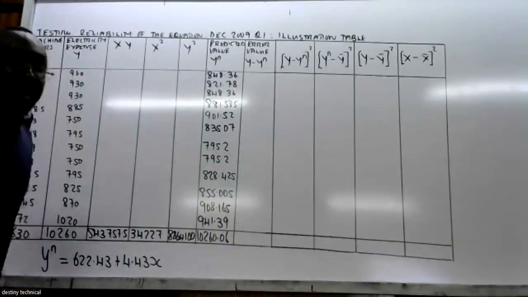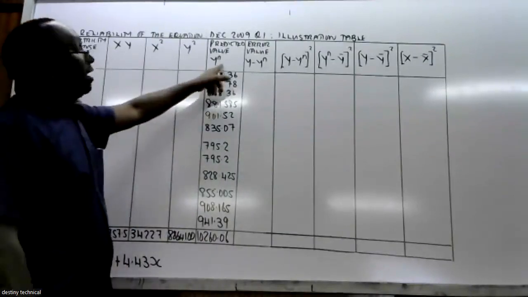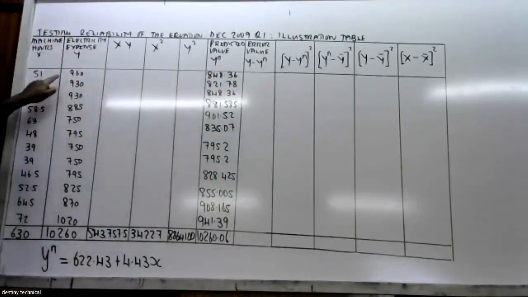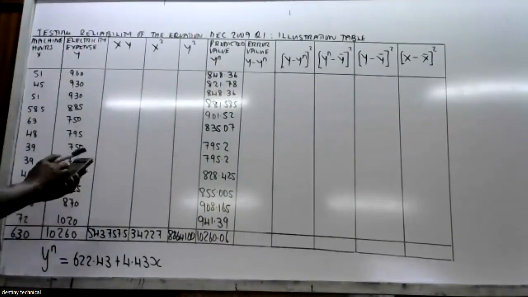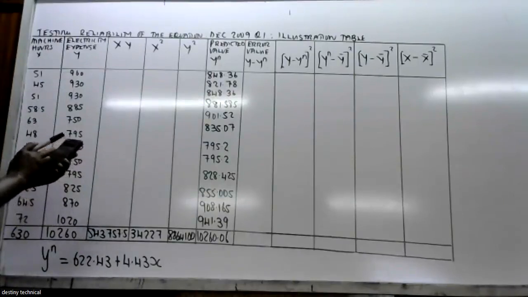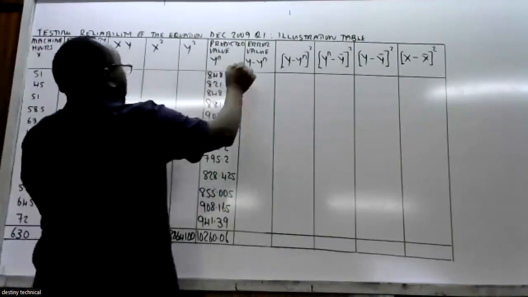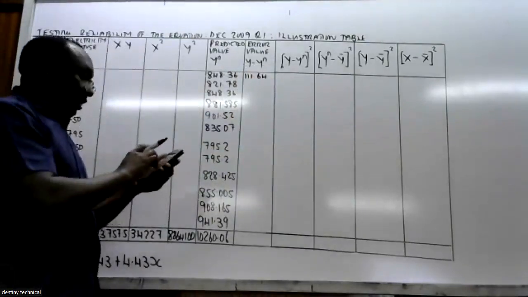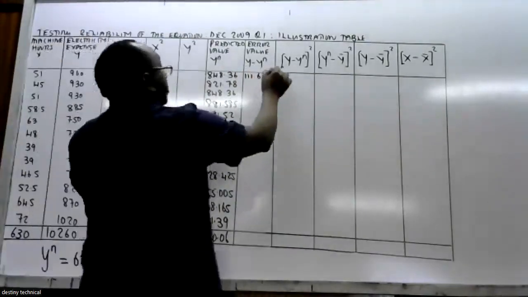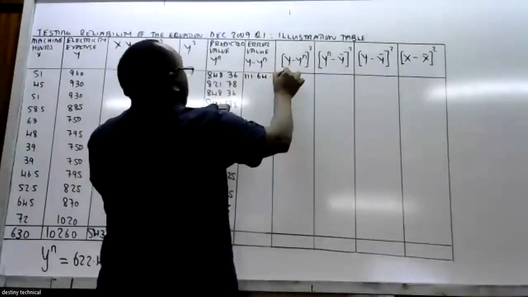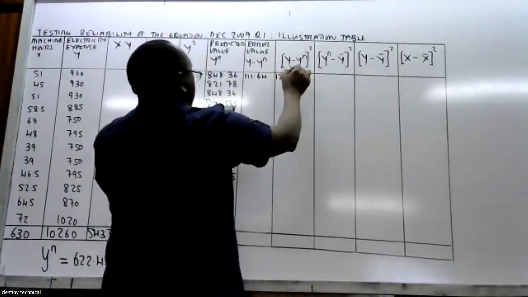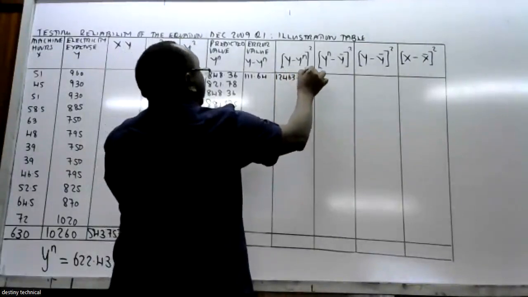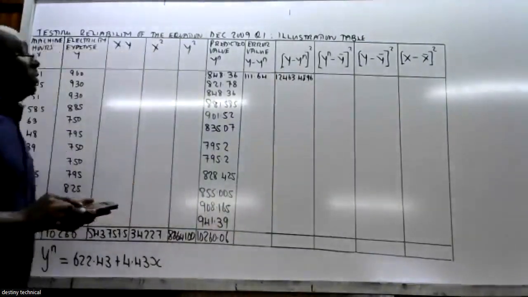Let us get the error. Error is the difference between what you have predicted and the actual value. So hiyo ya kwanza tutasema 960 minus 848.36 equals 111.64. And then you square that value immediately. Because we andike hapa ikiwa in full, 12,463.4896. Tuandike hivyo.